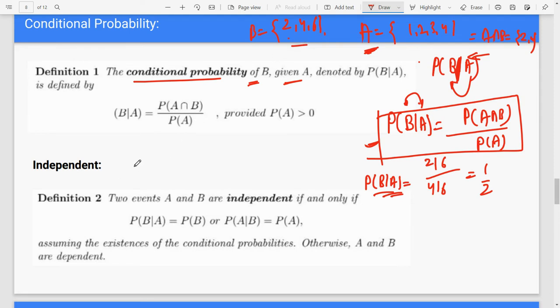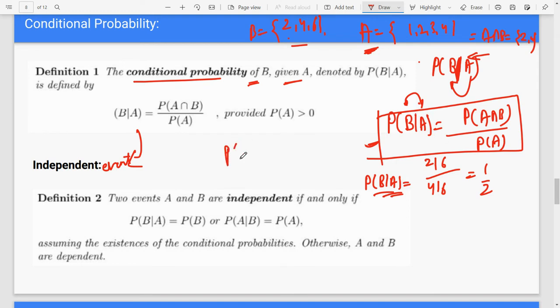Now, from the conditional probability, we can actually derive a formula for something called independent events. Independent events: two events A and B are called independent. Independent means the occurring of A does not have any effect on B.